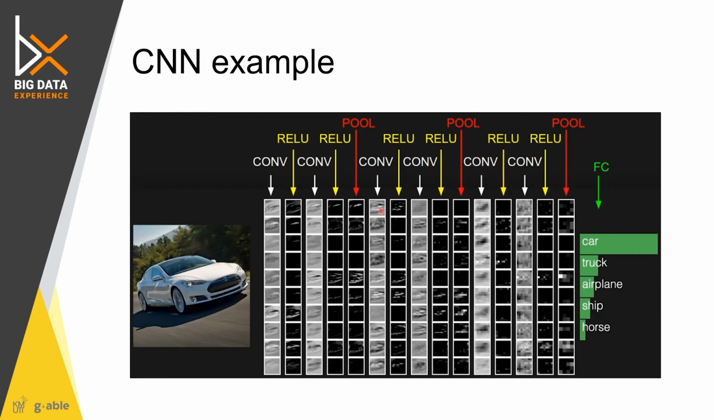Then perform convolution, ReLU, and pooling, and keep doing that until the end, and perform the FC, the fully connected layer, to create a classification task. And then you have a model that is able to learn the image features, and then it can perform classification like this.